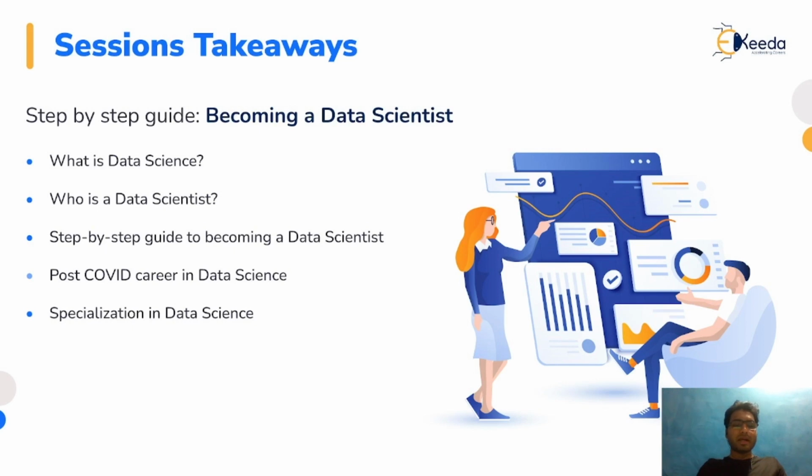Third is a step by step guide to becoming a data scientist. Here we will be seeing what steps you have to follow and what sequential things you have to do in order to become a data scientist, and if you want to be a data scientist, which skill sets you have to become proficient in. Now fourth will be post COVID career in data science.